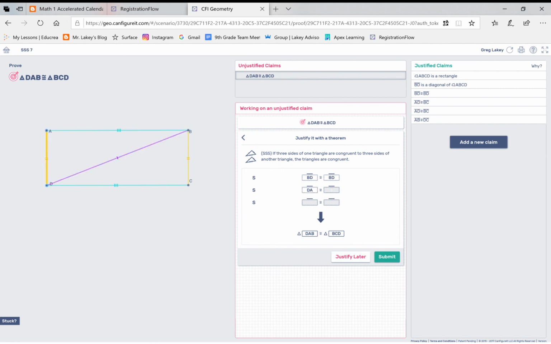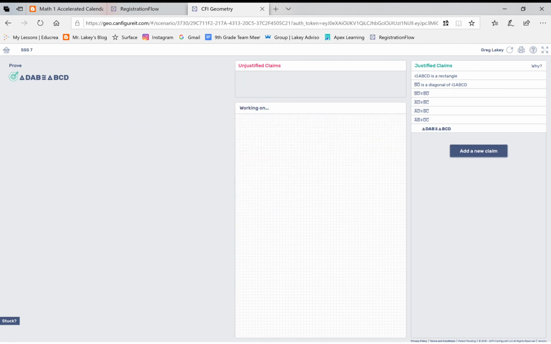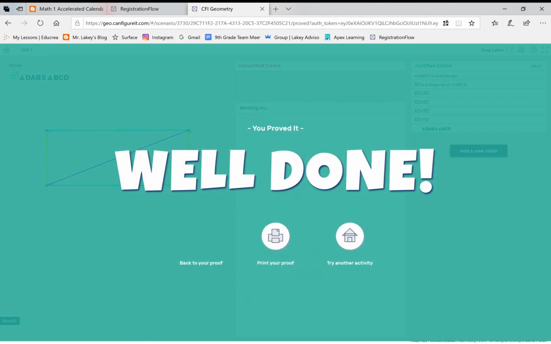So that's DAB. So I'm going BD, now triangle DAB. DA is congruent to BC. The one with three hash marks, AB is congruent to DC. And then there we go. We have it proved by side, side, side.